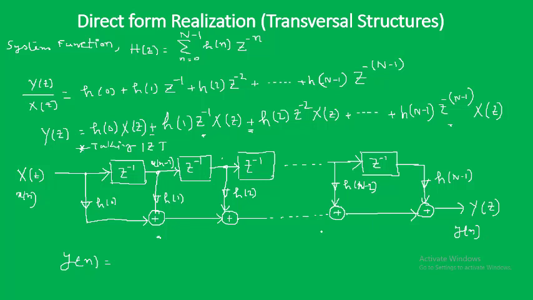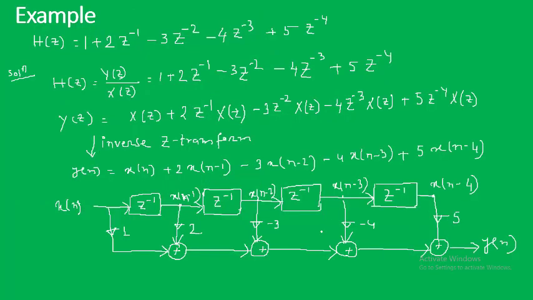Now if we take a typical example, suppose H of z is given as 1 plus 2 z to the power minus 1 minus 3 z to the power minus 2 minus 4 z to the power minus 3 plus 5 z to the power minus 4. So you see here the weights or the filter coefficients are 1, 2, minus 3, minus 4 and plus 5. So these are the filter coefficients. The same process we shall follow.